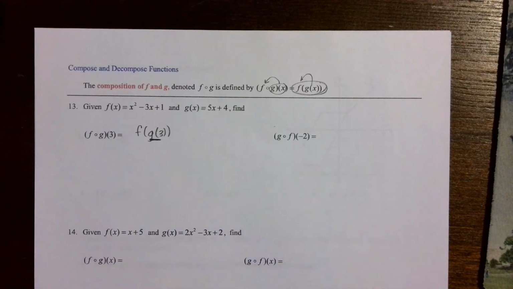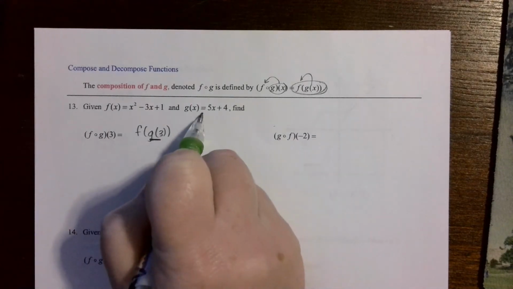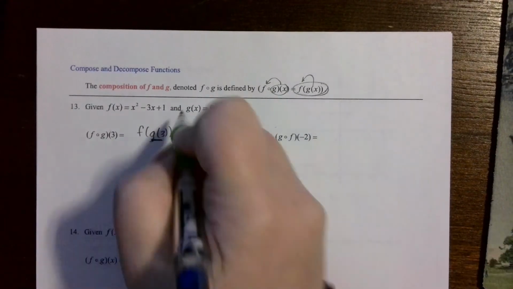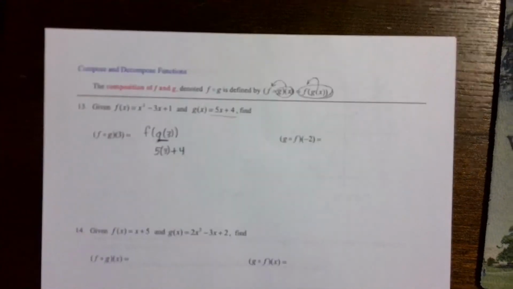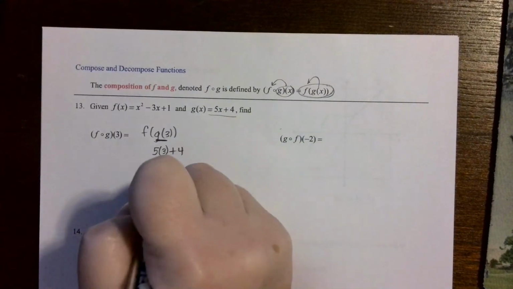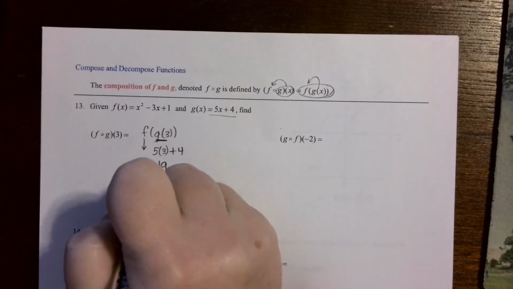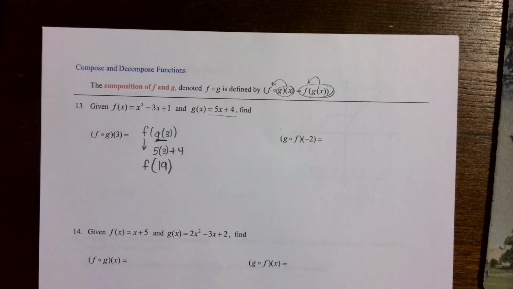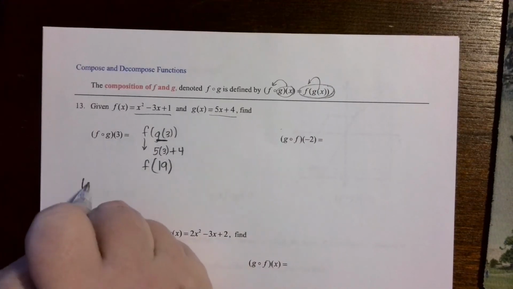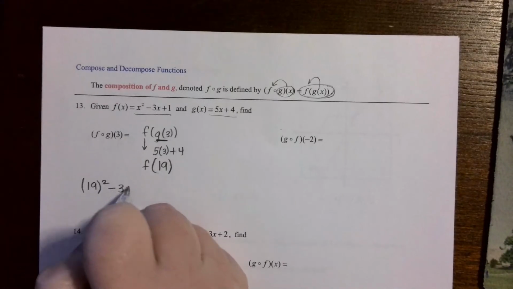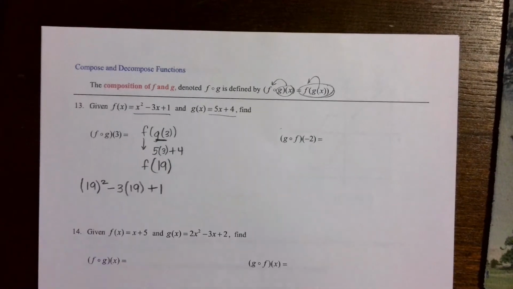Now this is just like what we did on the last page. You're going to plug a 3 into your g equation. So you get 5 times 3 plus 4. So that's 15 plus 4, which is 19. And then you just pull down your f, and you're finding the f of 19, because g of 3 was 19. Now you're plugging the 19 into the f equation. So everywhere we see x in the f equation, we're going to plug in a 19. 19 squared minus 3 times 19 plus 1.